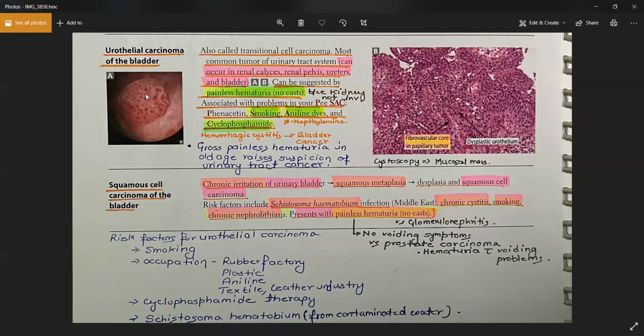The patient will have a history of painless hematuria. If the patient has a terminal hematuria, think about the Schistosoma. They always have a terminal hematuria. And yeah, that's all about the urothelial cancer.